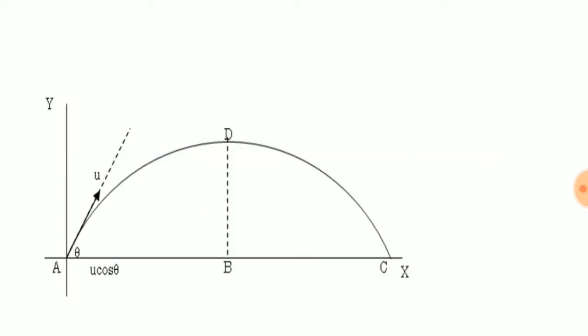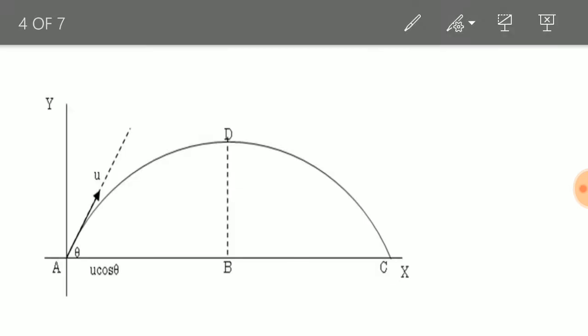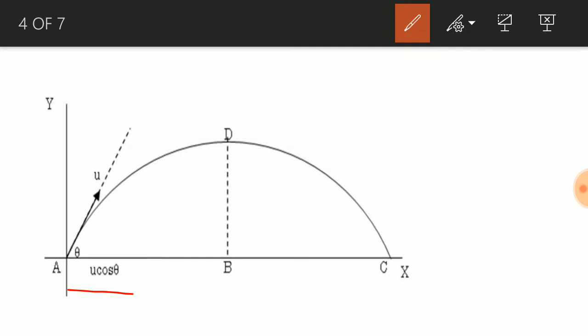For this, let us calculate the horizontal range of the ball, that is u squared sine 2 theta by g. u is given and g is also given, so the horizontal range is 40 meter and the time of flight is 2.82 seconds. It means that the ball is traveling a 40 meter distance.